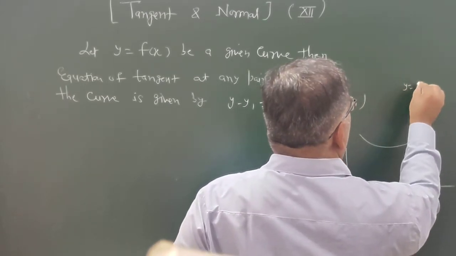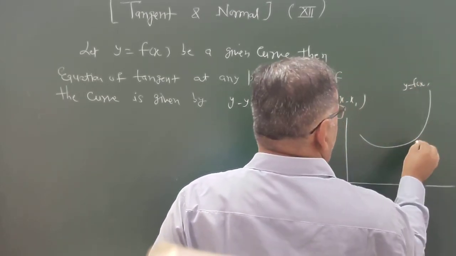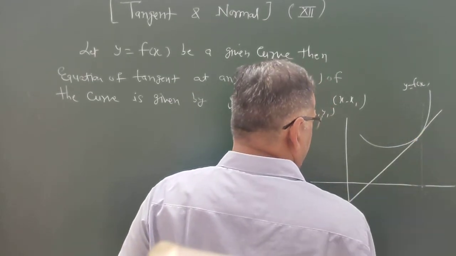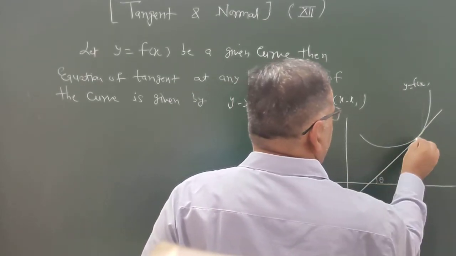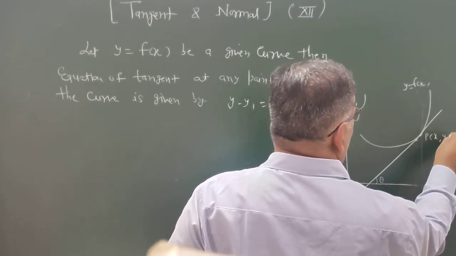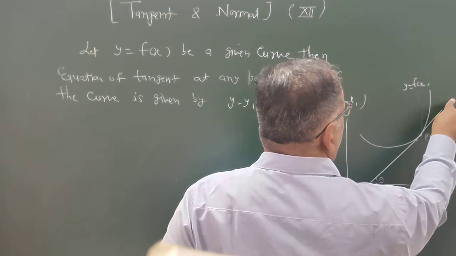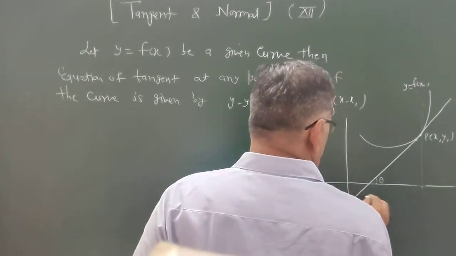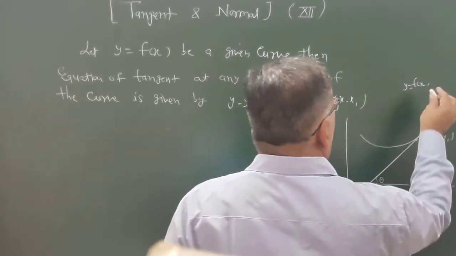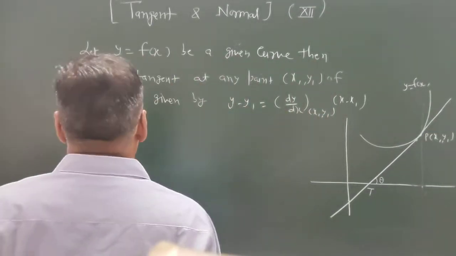This is the curve y equal to f(x). This is the point P whose coordinates are (x1, y1). Here PT is the tangent at point P of the curve y equal to f(x).